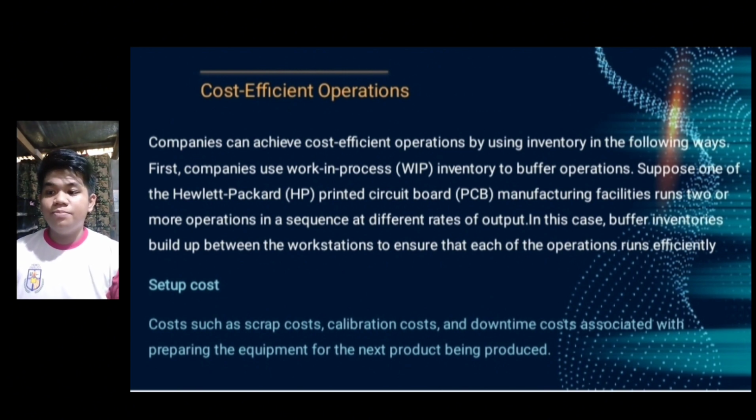Cost-efficient operation. Companies can achieve cost-efficient operation by using inventory in the following ways. First, companies use work in process, or WIP, inventory to buffer operations. Manufacturing facilities, such as Hewlett Packard's printed circuit board (PCB) facilities, run operations in a sequence with different rates of output, so buffer inventories build up between the workstations to ensure the operations run efficiently.